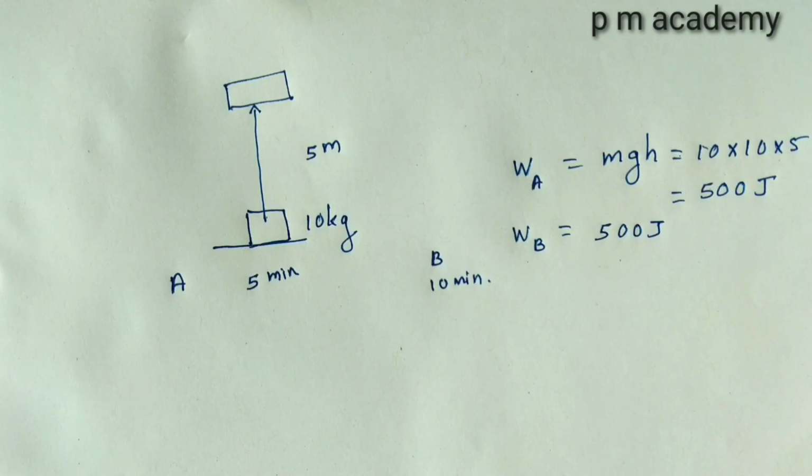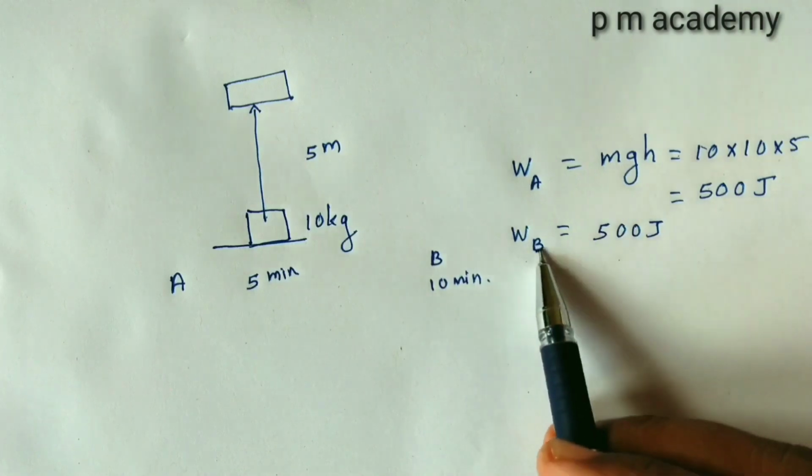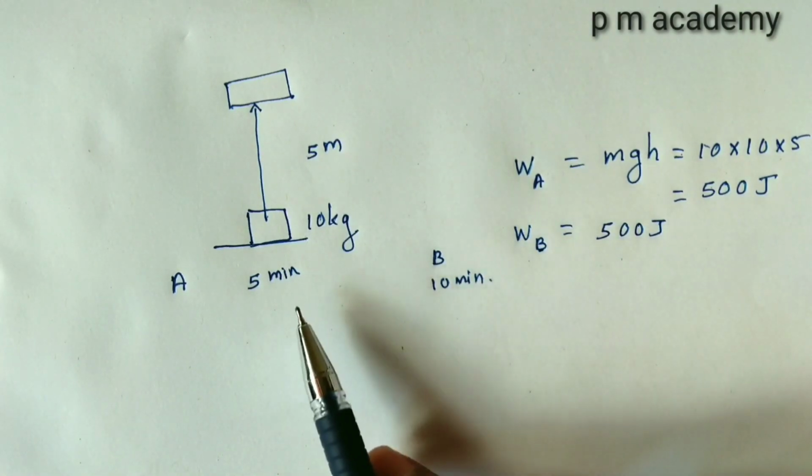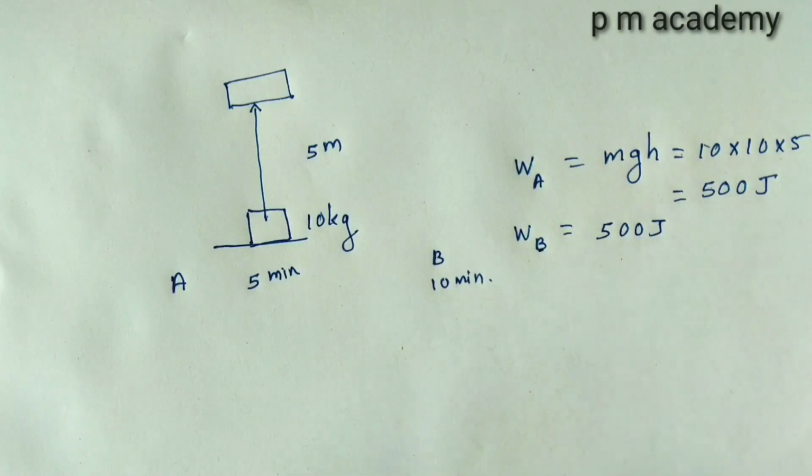The work done by a person depends on how much work is done by that person and how much time is taken. Therefore, we have to define a new quantity in physics that depends on work and time. That physical quantity tells how fast a person does the work. So we are going to define a new physical quantity, and that quantity is known as power.